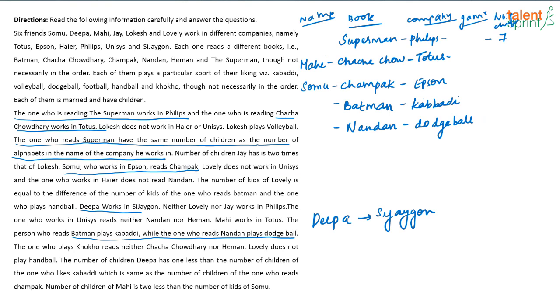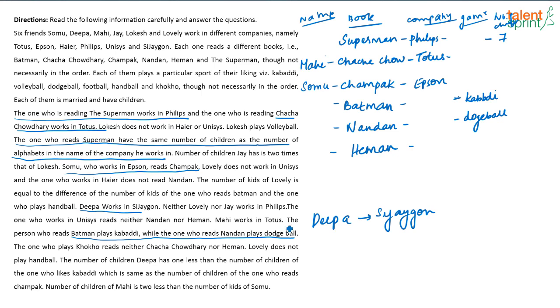So how many people are there totally? 1, 2, 3, 4, 5, 6 people are there totally, right? 1, 2, 3, 4, 5 I have already fixed. So who should be the last one here? Sorry, Kabaddi and dodgeball should come here. No, it's game. So Kabaddi will come here. Okay, this will be dodgeball. Now which is the last book we are left with? We have already fixed 5 books, 1, 2, 3, 4, 5. Which is the last book that we are left with? We are left with He-Man. So this also you can fix now.